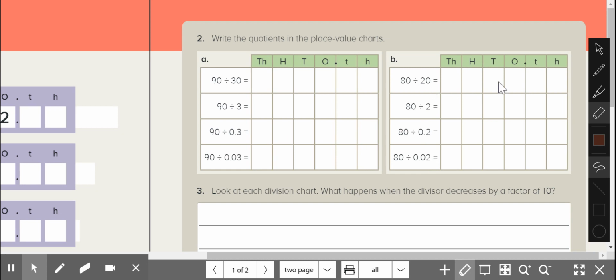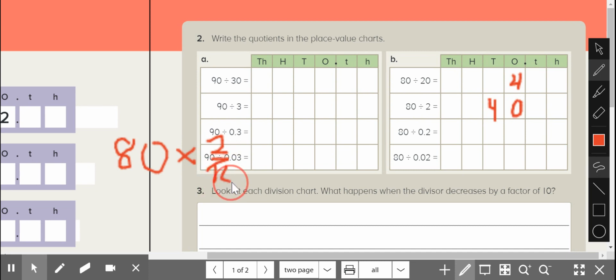So 80 divided 20 ways. That'd be like saying 20 times 4 would give us 80. 2 times 40 would give us 80. Okay, so we can say 2 tenths, and this time I'm going to go ahead and show you how I did it with the fractions again. 80 divided by 2/10.